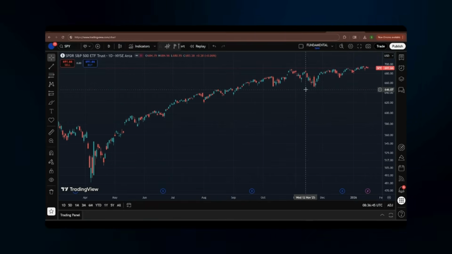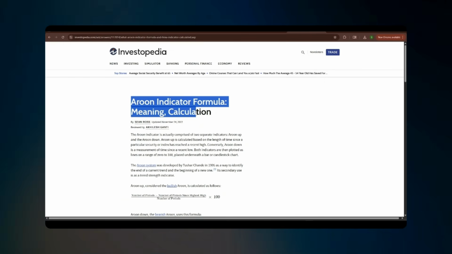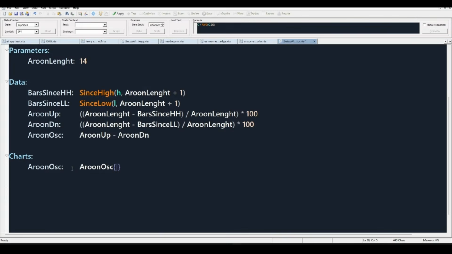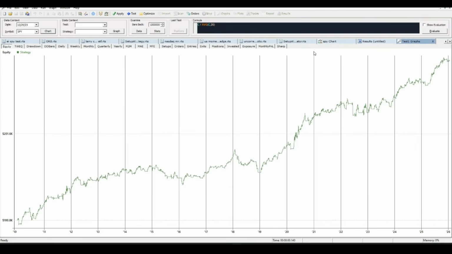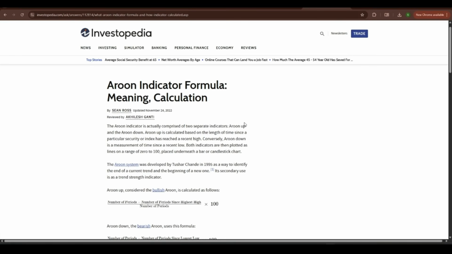Today I'm going to show you how to take a standard technical indicator, the Aroon indicator, and code it from scratch in RealTest. Plus, we're going to build a quick trading strategy around it to see if there is any potential. First, let's understand what we're building.